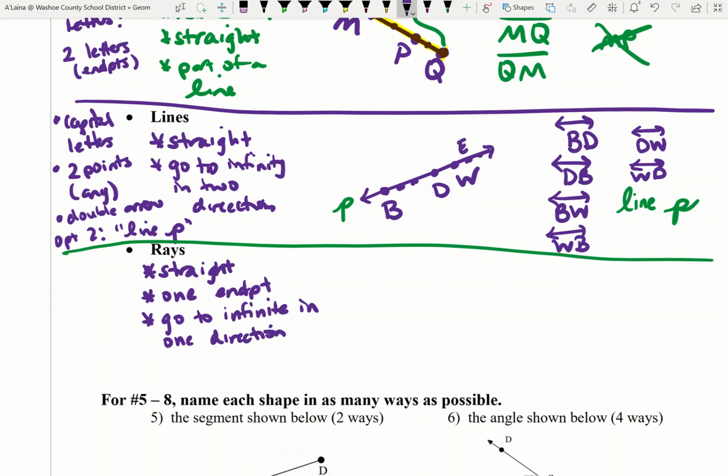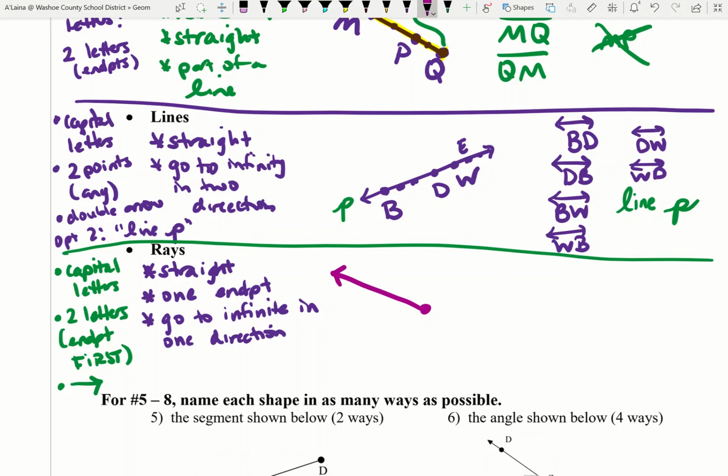When we name a ray, we will use capital letters because we are using points. We will use 2 letters, but this one has a specific order where the endpoint must come first. The endpoint must be named first, and we will draw an arrow to the right above the letters. Even if the ray is not going to the right, we will draw an arrow to the right. Here's a ray.